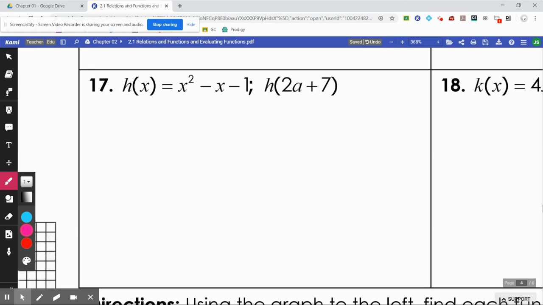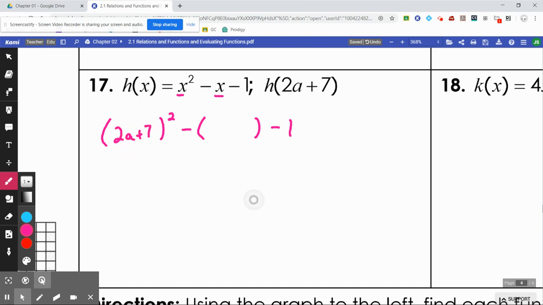Number 17, h of 2a plus 7 means take out the x's and plug in 2a plus 7. So you have x squared minus x minus 1. In the place of your x's, we're putting 2a plus 7s.